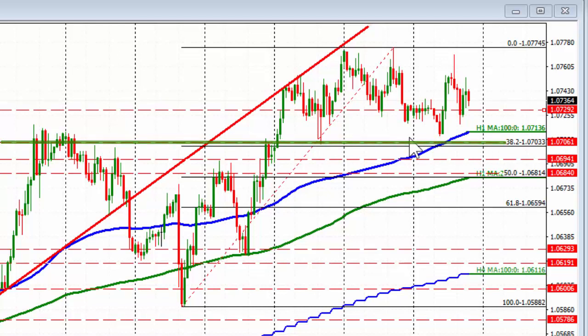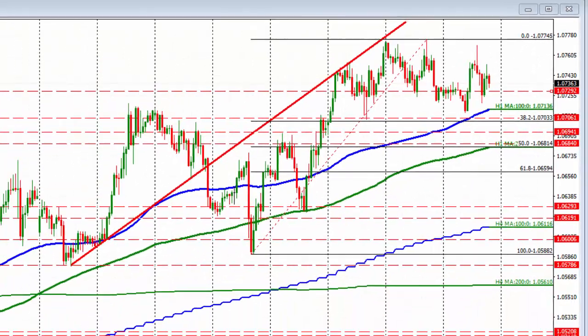The problem on the top side is this double top right here around the 1.0774-75 level. We need to get and stay above that level. Our high price in trading today came in at 1.0769, just short of that level. So we need to push higher for the euro versus US dollar.